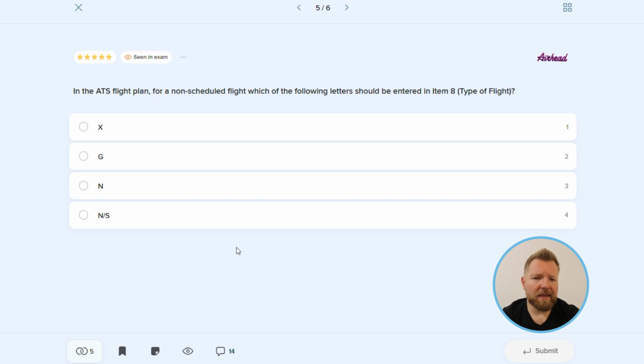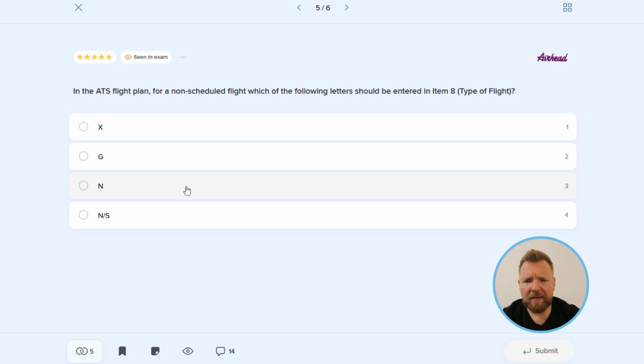So in item 8 of the flight plan, we should specify 2 things: flight rules and type of flight. Regarding flight rules, we can insert one of 4 letters: India if we intend to operate the entire flight under the instrument flight rules, Victor if we are going to operate the entire flight under the visual flight rules, Yankee if we are initially going to fly under the IFR followed by at least one subsequent change of flight rules, and Zulu if we initially intend to operate under the VFR and then change the flight rules.